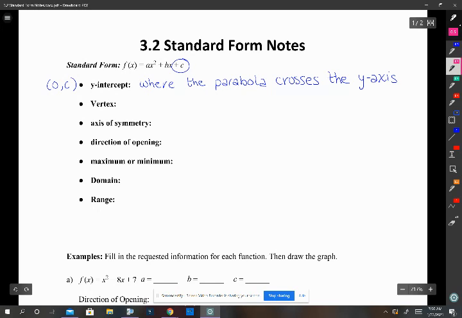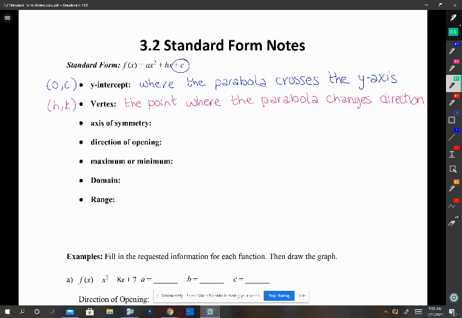And then we have the vertex. And the vertex is the point where the parabola changes direction. And so that's what we did to solve for that h, k value.